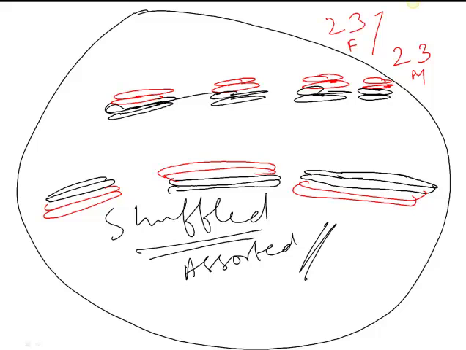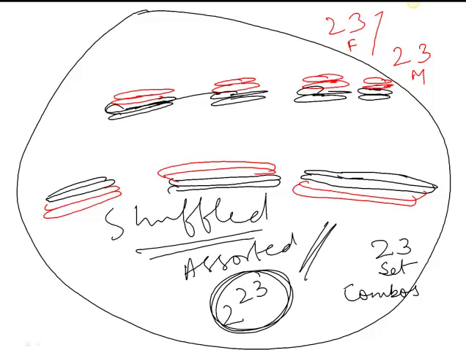So if you have 23 sets, what are the different combos possible? 2 raised to 23 combos possible of assortment. You can be aligned in this way or that way or this way. So this many combinations are possible. So each gamete that is produced is truly different, unique, right?